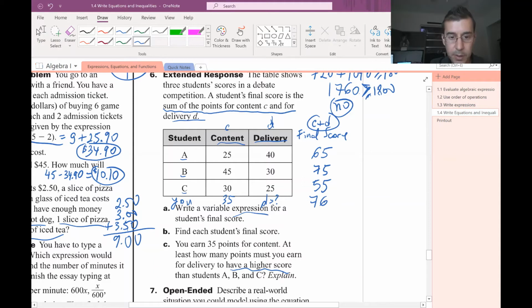So at least how many points must you earn for delivery? So this is 35 plus D. You have to score at least 76. So D would be 76 minus 35. So plus 35, when it goes to the other side, it will change the sign. 76 minus 35 is 41, right? So 41 points. So you must earn at least 41 points to have the highest score.